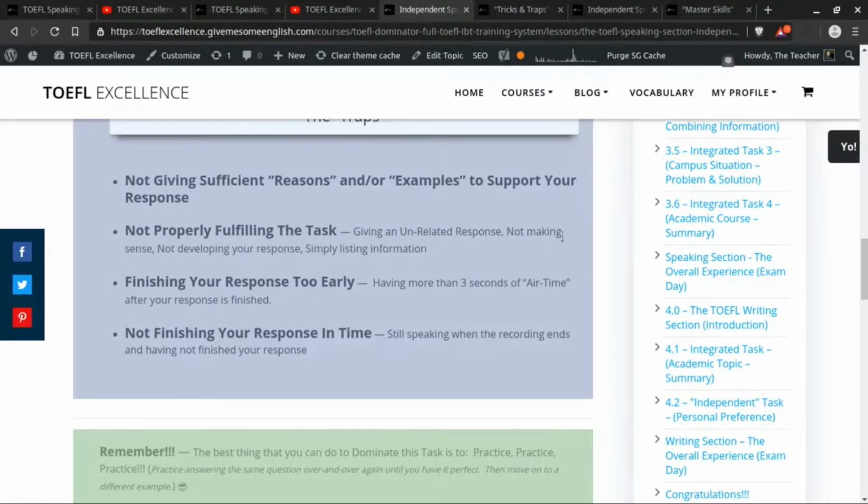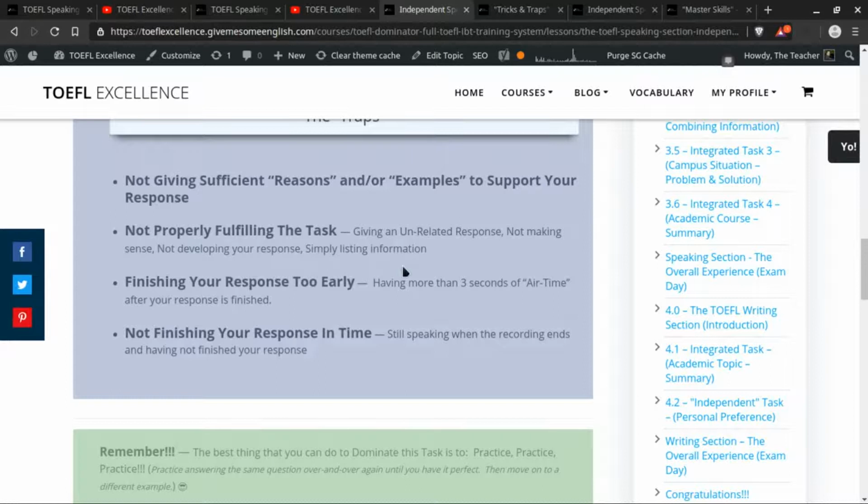The only way that this would really happen is if your English level is not high enough to take the TOEFL exam, or if maybe you just got confused and disoriented in the testing room. But that's not going to happen with any of the TOEFL Excellence students, so we don't need to worry about that. The other thing is not developing your response, and that ties into not giving enough reasons and examples.